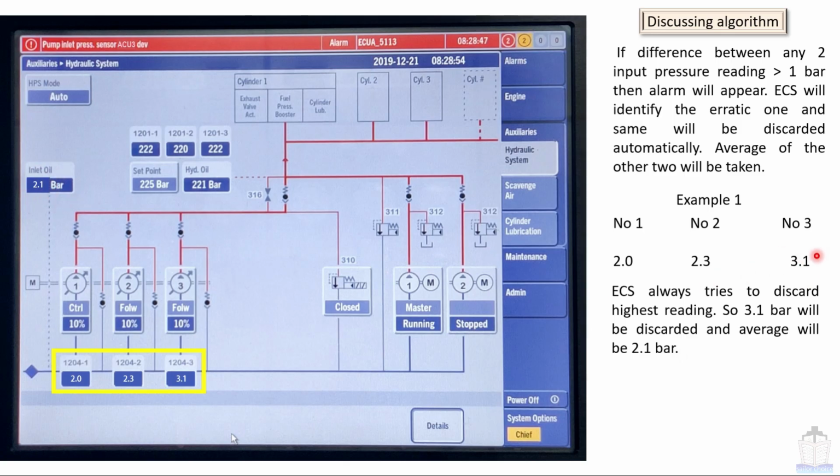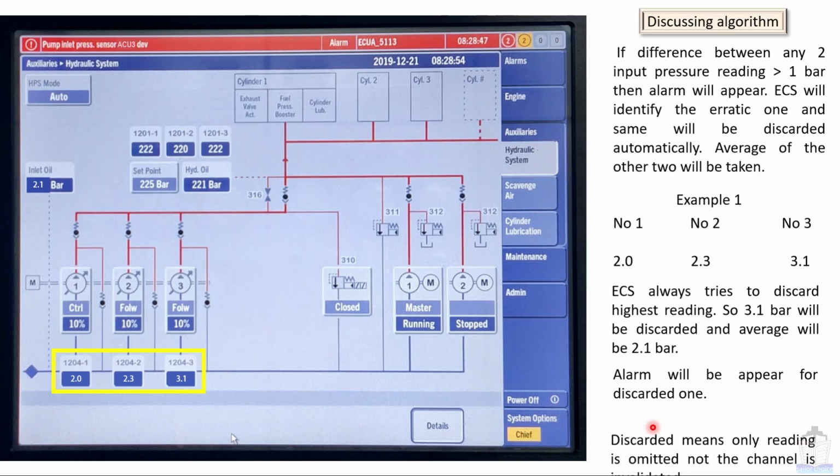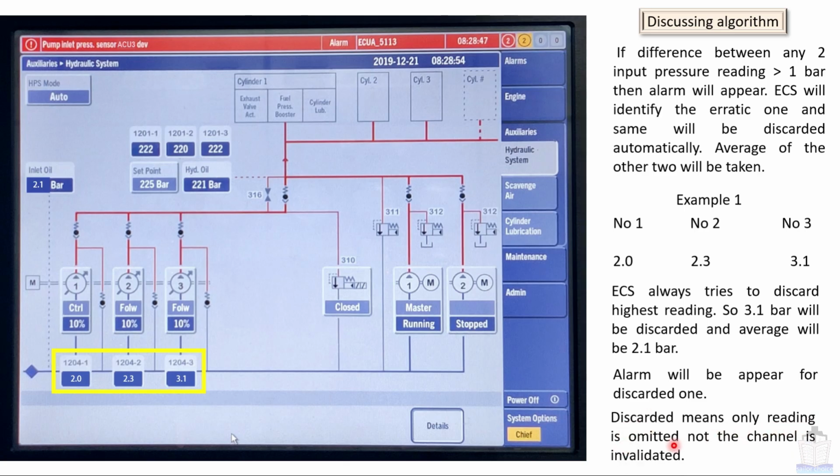This reading has been discarded and ECS is reading only the number 1 value and the number 2 value. An alarm will appear for the discarded one. That means whichever one is discarded, we will find the alarm for that one. For example, if you find an alarm like SU2 deviation, you should understand that the number 2 pressure transmitter reading has been discarded by the engine control system. Discarded means only the reading is omitted, not that the channel is invalidated. Invalidation of the channel is something different from omission of values. We will discuss that in coming chapters.